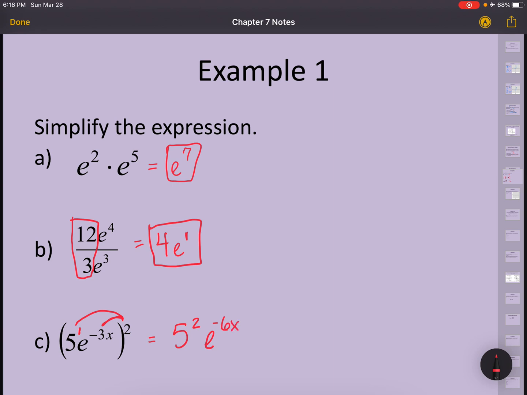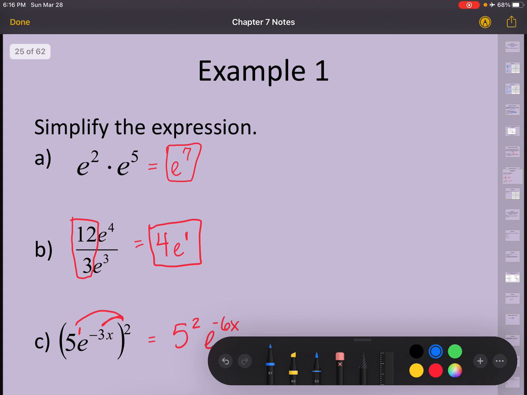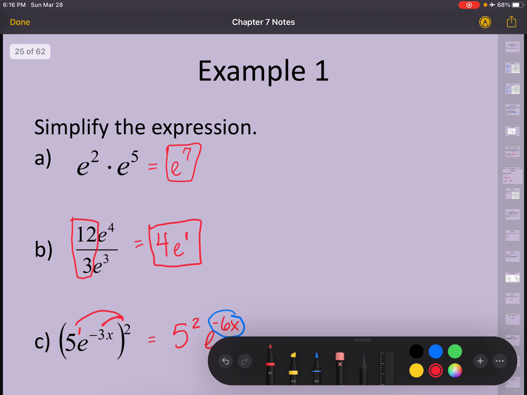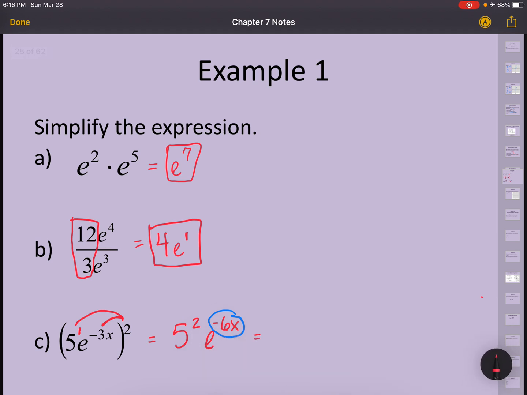And some of you want to say, well, that's done. Well, we can simplify it a little bit more. I could simplify 5 squared. And that negative exponent was special, because when we have negative exponents, all we need to do is flip it over. So I know 5 squared is 25. But negative 6x, since it's negative, is going to flip to the bottom and turn positive, so it's going to be positive 6x. And there we go. Remember, any negative exponents just get flipped to the bottom.